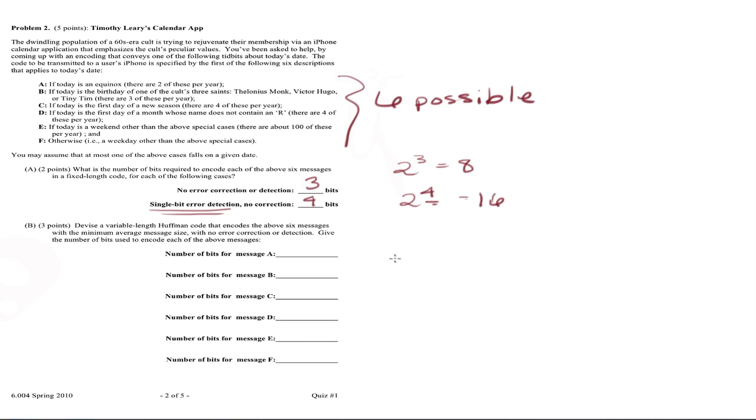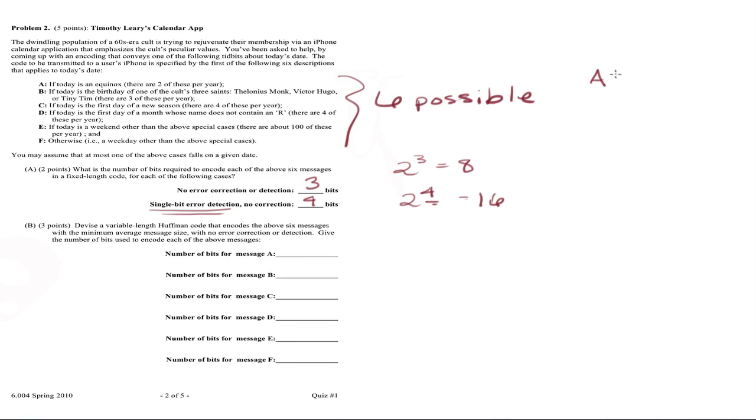Now, we're going to talk about what we get when we have a variable length encoding. So in problem B, we're going to devise a variable length Huffman code that encodes the above 6 messages with the minimum average message size, so that with no error correction or detection. So we want to know the number of bits used to encode each of the above messages. So we want to talk about A, if today's an equinox, there's 2 of these per year.